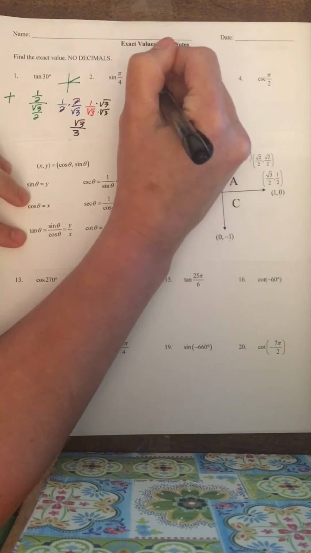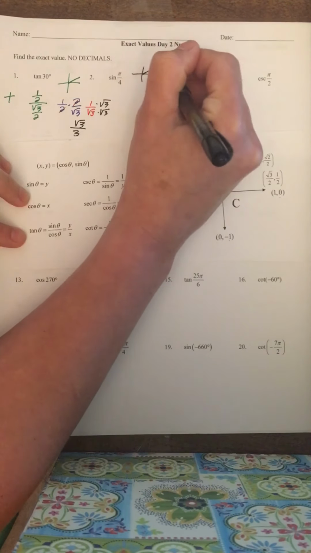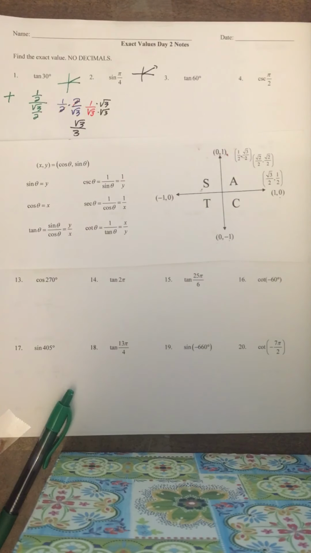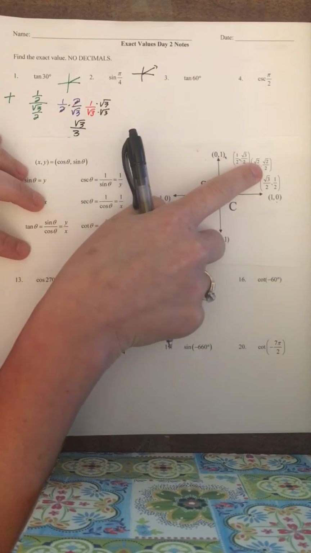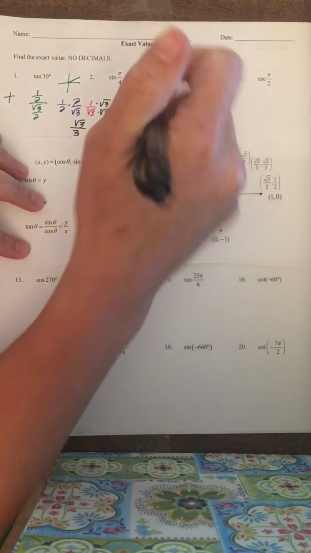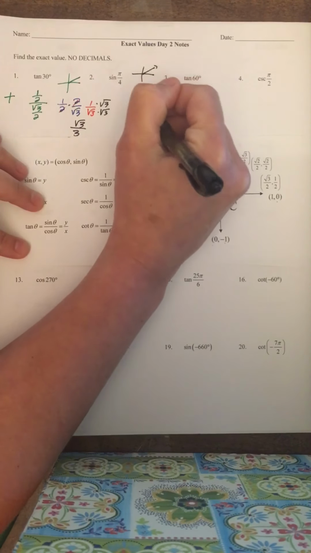That's also in the first quadrant. Right there, pi over 4 is at 45 degrees. So if we go over here and we say sine of 45 degrees, this one in the middle is 45, sine goes second. Our answer is just the square root of 2 over 2.